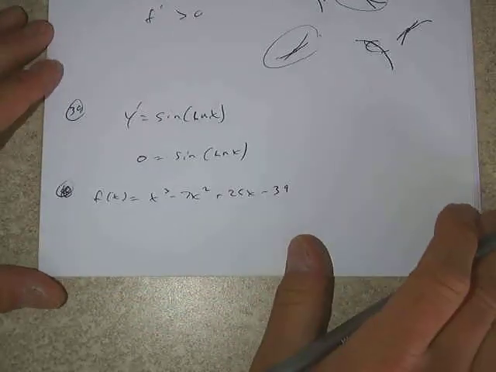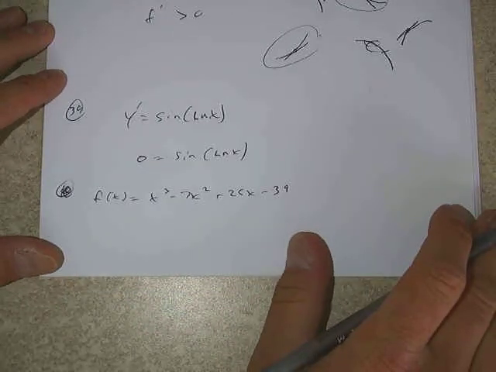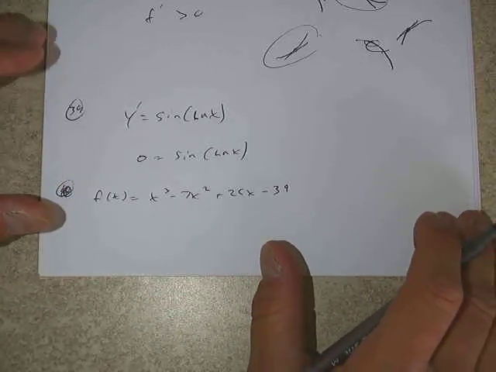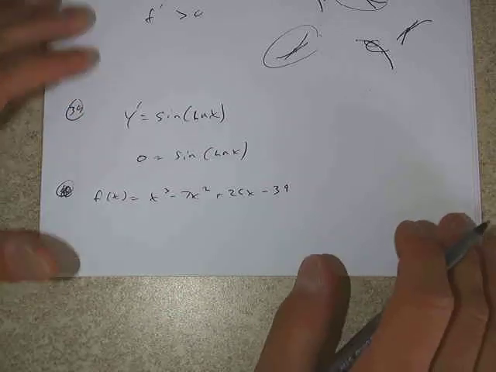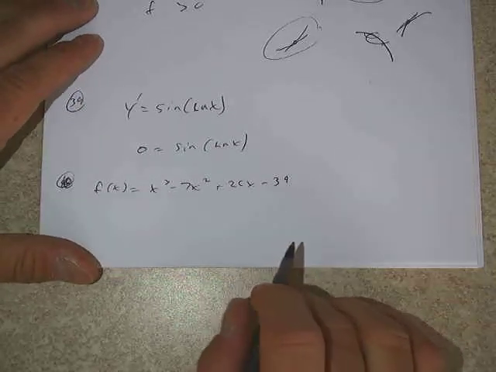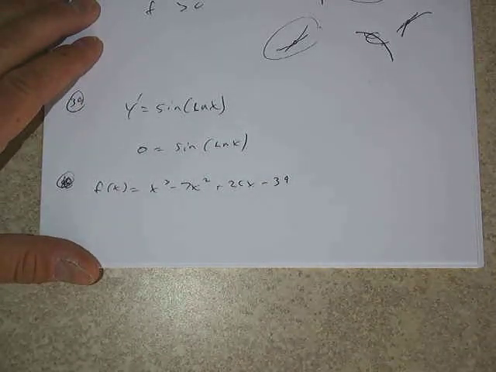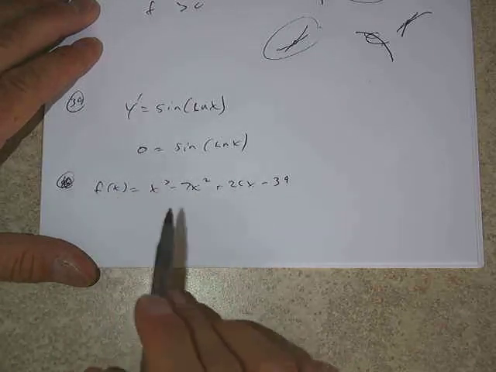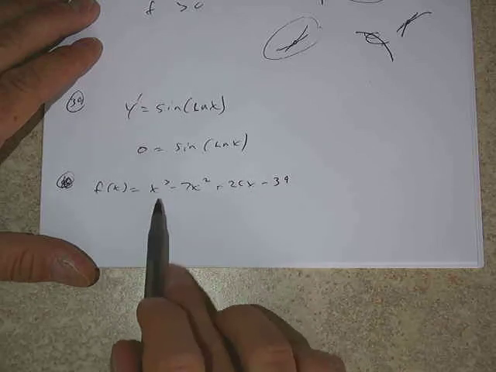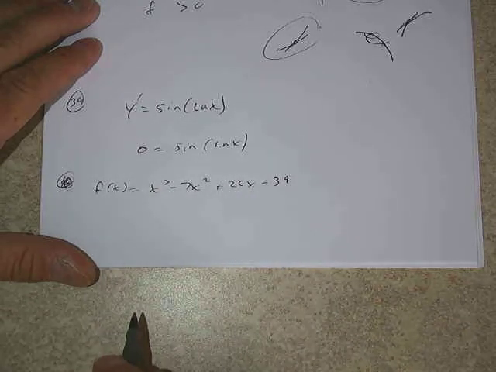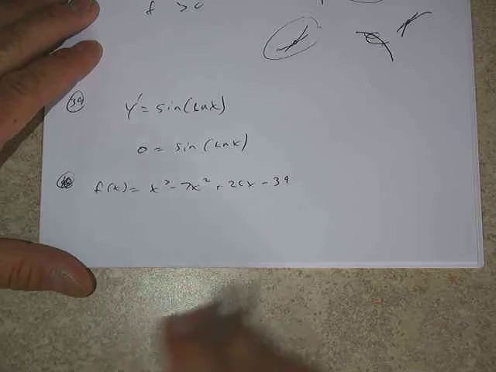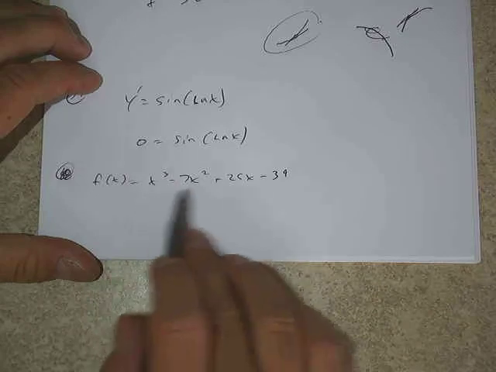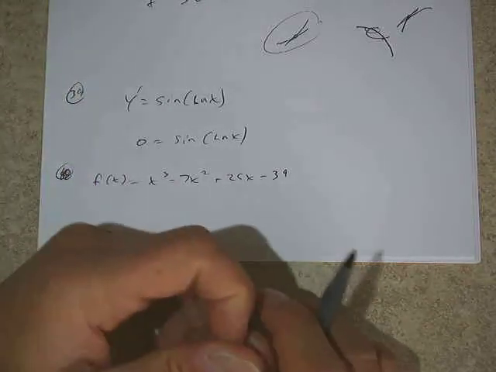Mike? On 40 we have a function that is a cubic, so we have f of x equals x cubed minus 7x squared plus 25x minus 39. And they tell us to let g be the inverse function of f, and we want to know what is the value of the derivative of the inverse, g, at 0.